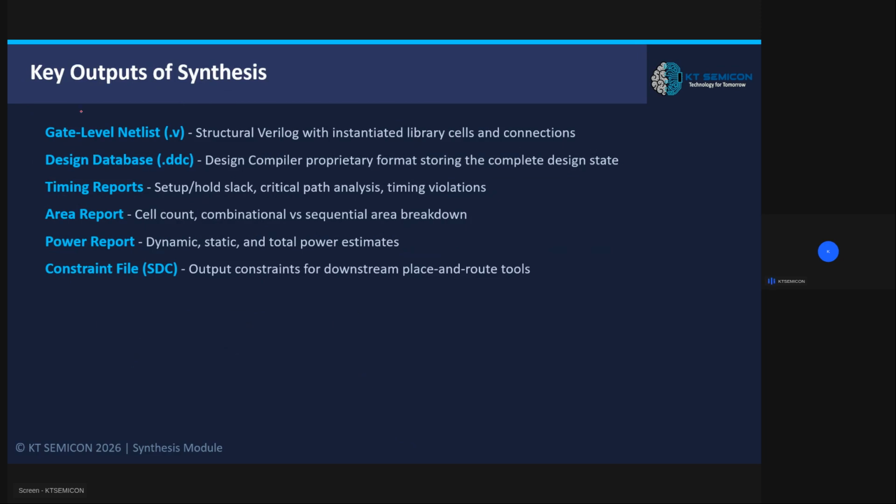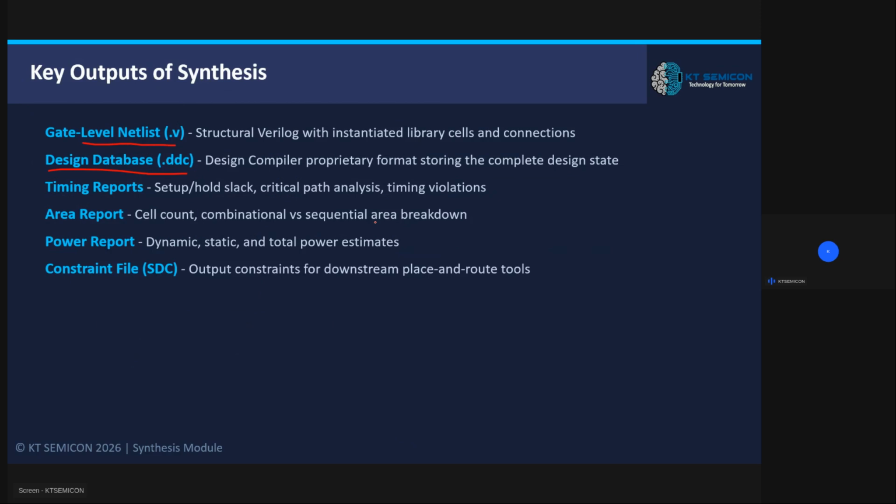After doing synthesis, these are the outputs we can get. First one is the netlist file. This is the major thing. Our complete RTL file is translated into a gate level netlist. Dot v is the extension. And then the design database, dot ddc. Up to now we are translating the RTL file into a netlist file, right?